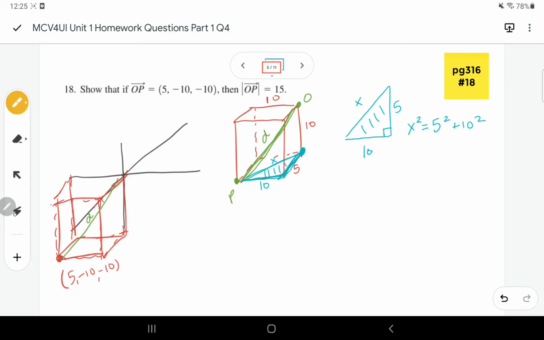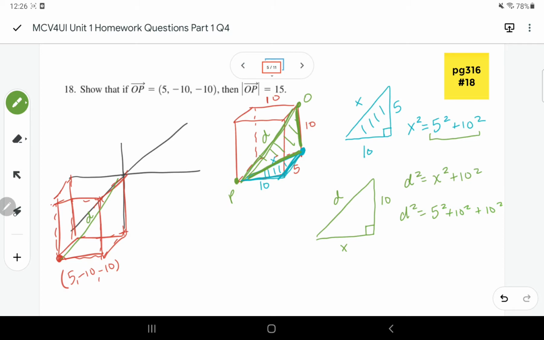Next, I'm going to look at a different triangle. Now I'm going to create this triangle that uses x as one of the sides. So this triangle going up and through the middle. That's my D. This is my x that's on that diagonal on the base of the rectangular prism. And then that's 10. So here I know that D squared is x squared plus 10 squared. And this is how we extend that distance formula, or the magnitude formula, to our 3 dimensions. But I also already knew what x squared was from the flat bottom of my rectangular prism. X squared is 5 squared plus 10 squared. And then I still have another 10 squared.